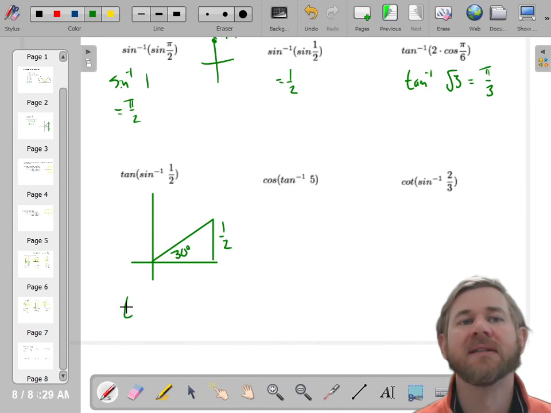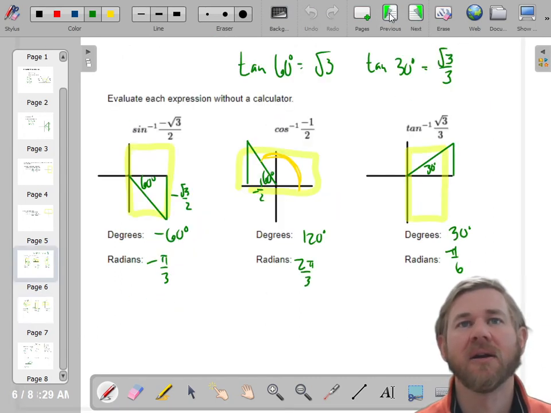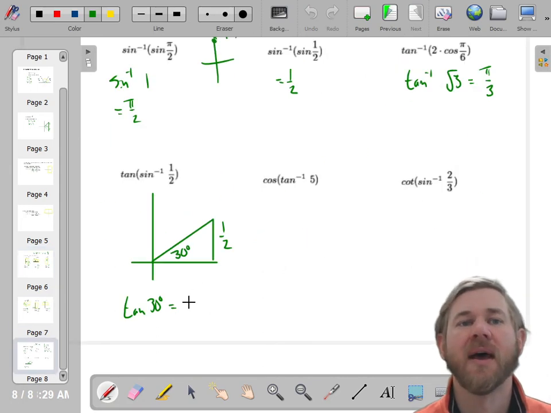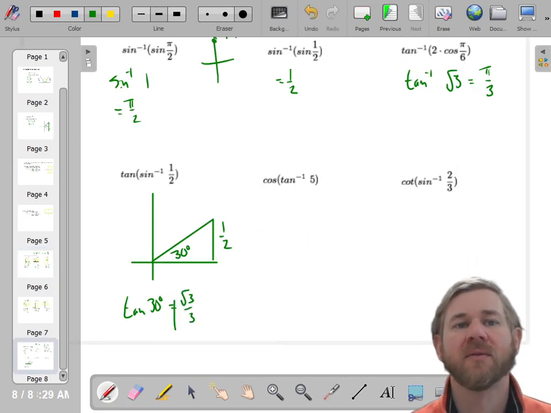So this is saying the inverse sine of 1/2 is the angle, so 30 degrees. I want to know what is the tangent of 30 degrees, and we talked about that back here. Tangent of 30 is radical 3 over 3, so this is radical 3 over 3.